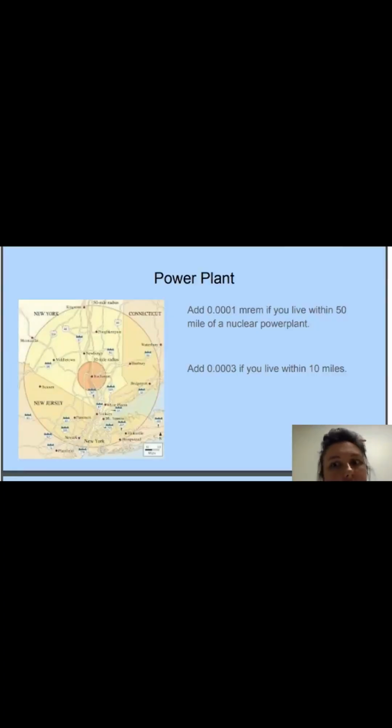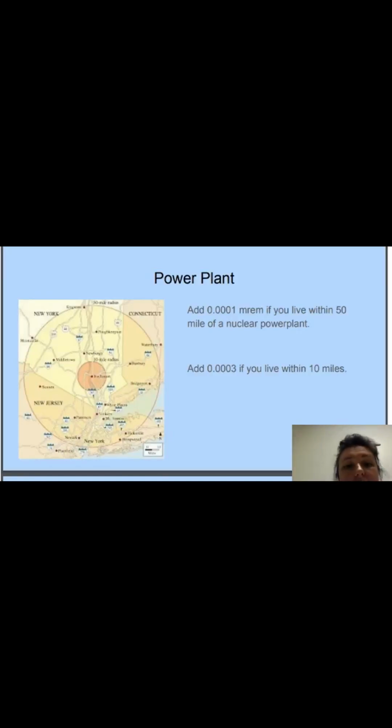Next one is power plant exposure. If you live near a nuclear power plant. And so for most students in this class, since you are at Westchester Community College, and that is located near Valhalla or in Valhalla, you are probably in Westchester.